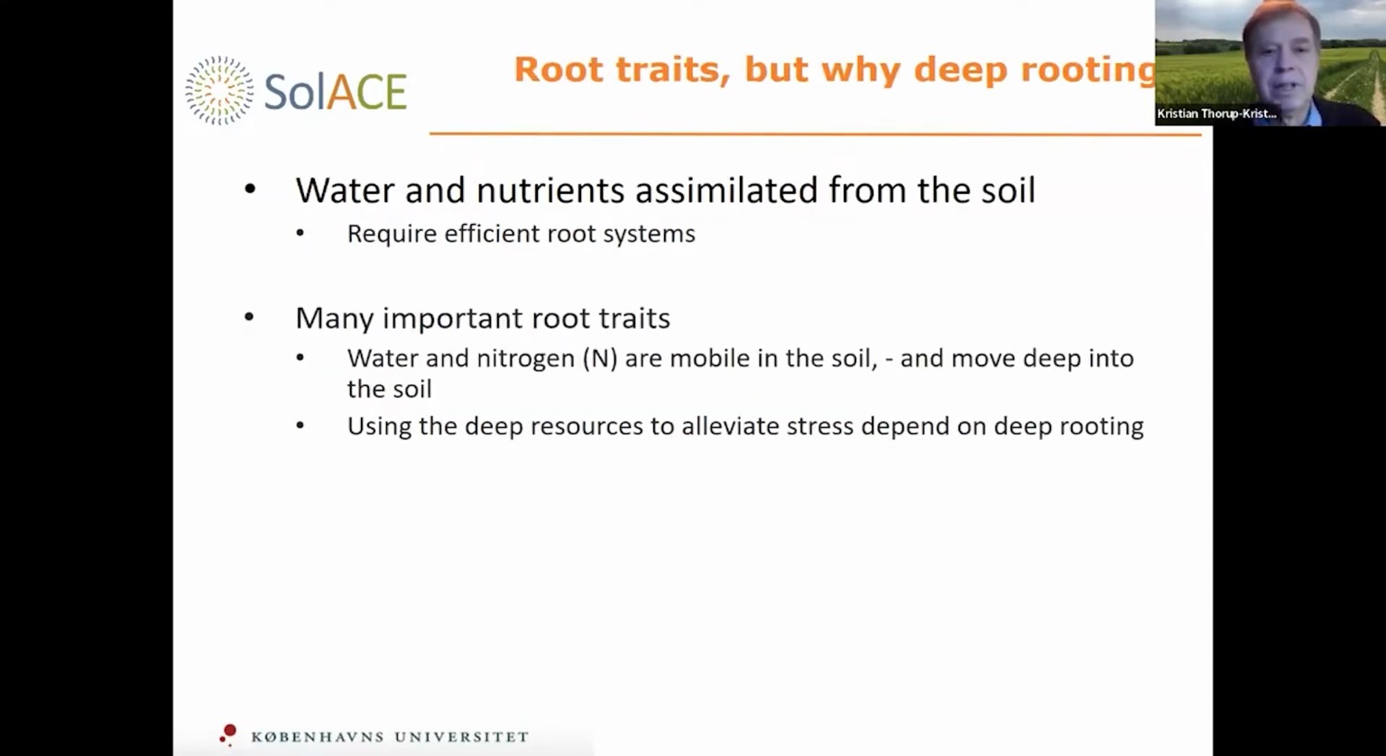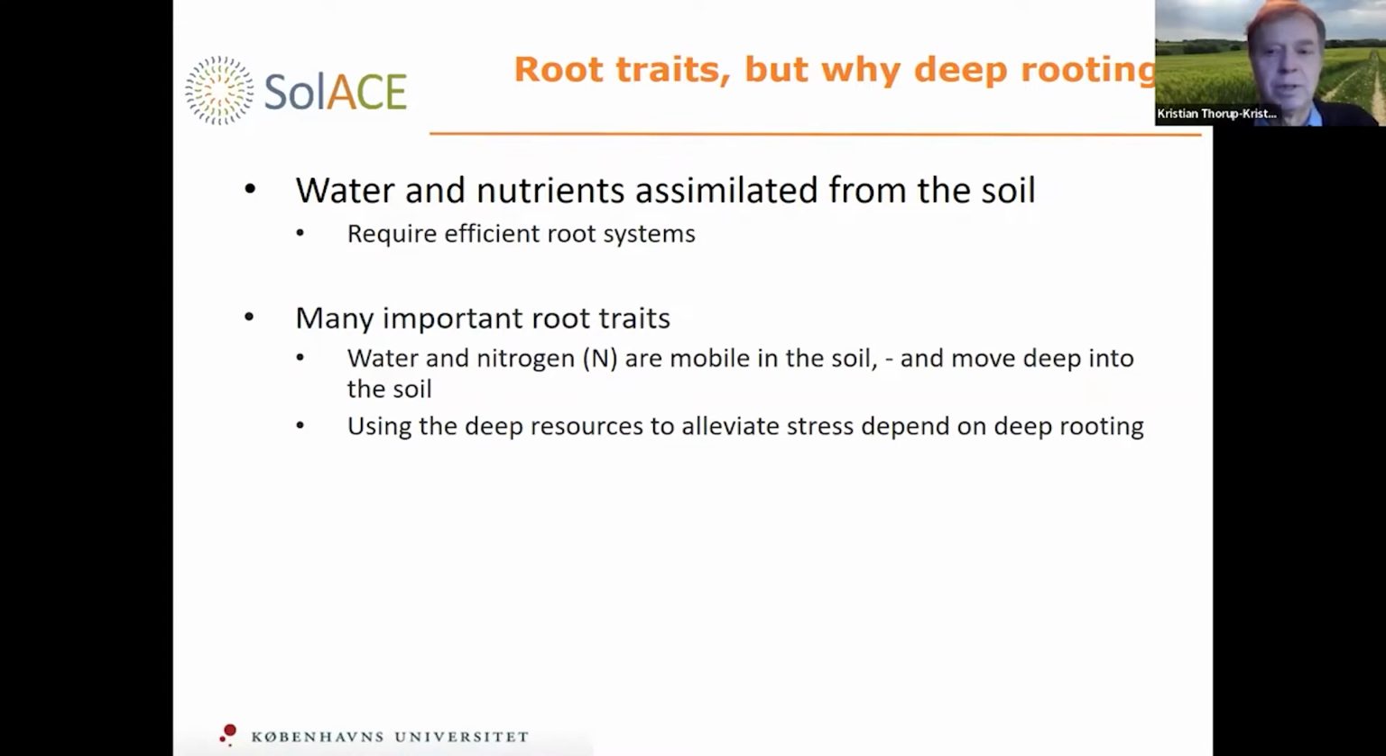And the focus on deep roots, of course, when we want better resource efficiency, roots are an obvious thing. We want the crops to be better at assimilating the resources from the soil. Especially when we look at water and nitrogen, they are mobile in the soil, meaning on one hand that they are relatively easy for the roots to take up, but on the other hand that as soon as there's too much of either of them, they will tend to move deeper into the soil.